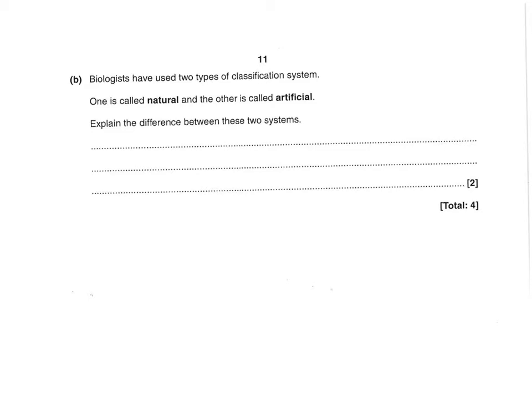Biologists have used two types of classification system. One is called natural and the other is called artificial. Explain the difference between the two systems. So natural systems are based on evolutionary relationships or common characteristics, and artificial systems are based on a few or limited number of characteristics.